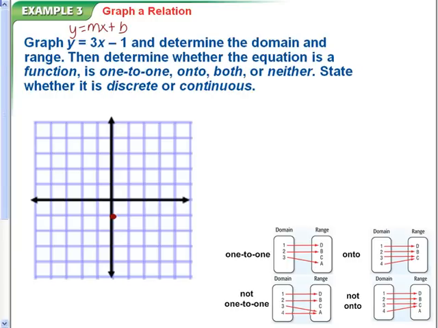From there, you need to do the slope, which is rise over run. So we need to look at our slope as a fraction. 3 is 3 over 1 as a fraction. From that point, then we can rise 3 and run 1. So up 3 over 1. And we will connect this because this is an equation.